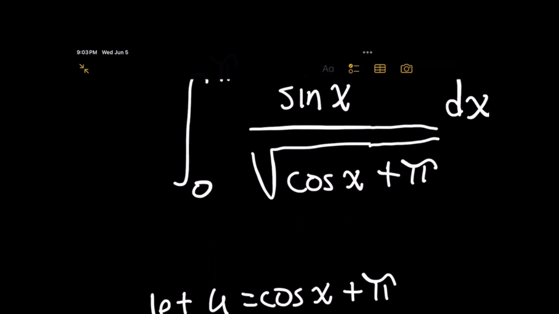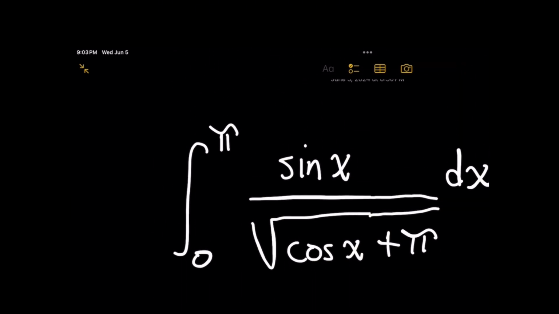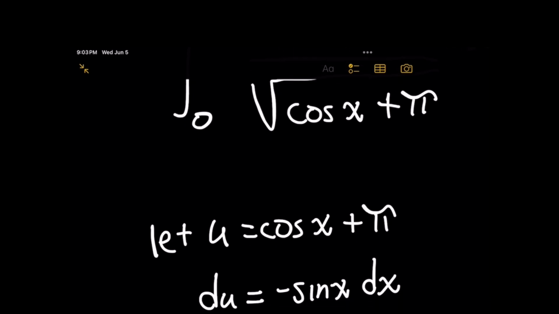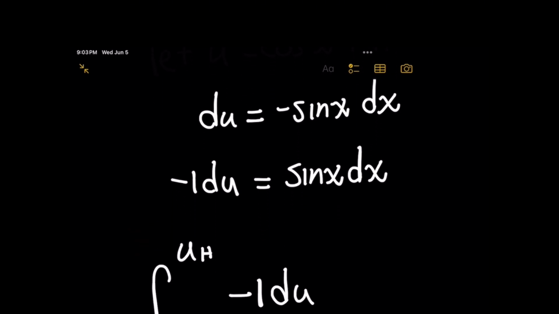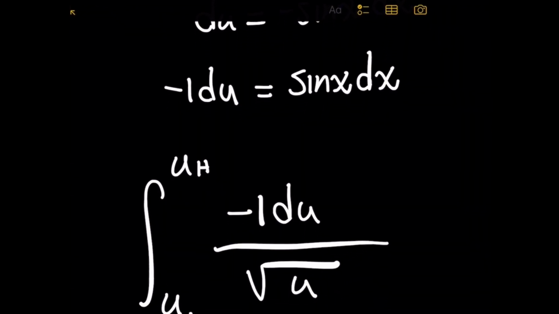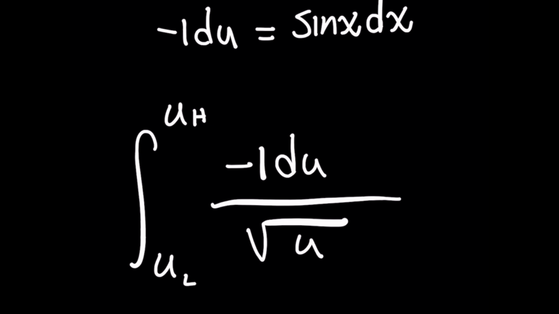We've got to fix this up a bit though, because in the original problem, we have sine of x dx at the top. So multiplying both sides by -1 will give us that on the right. But now on the left-hand side, you've introduced this -1 in front of du. And so when we plug back into the integral, you'll have -1 now in front of du all over the square root of u. But here's a little bit of a challenge.